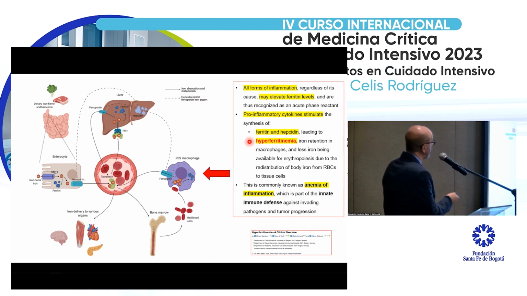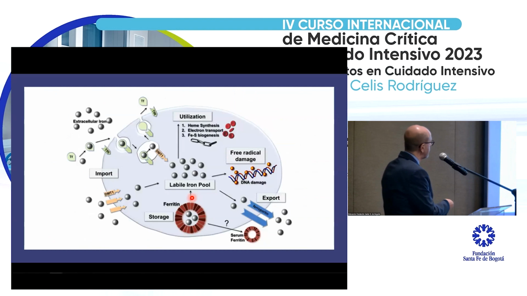So you can see that it affects several systems. Anytime there is inflammation, ferritin and hepcidin increase, and the macrophages start to grab all the erythrocytes, and you have what is called anemia of inflammation. The ferritin metabolism is kind of complicated, but you can see the intracellular path where the transferrin brings the iron into the cell, and ferritin is liberated down there in the cycle.